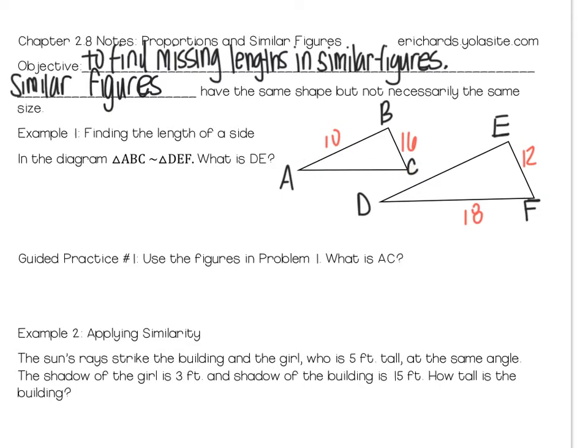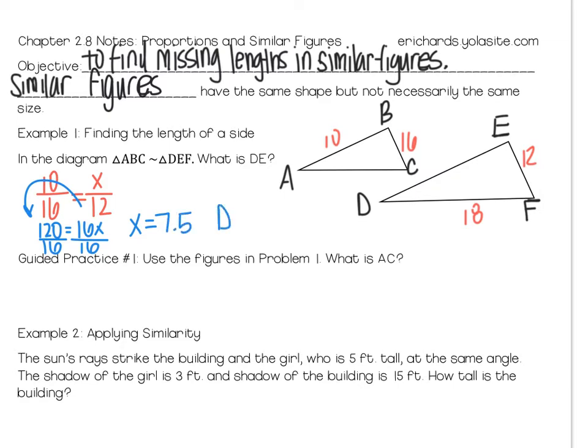It's like you're matching up the corresponding sides. So 10 over 16, this side matches this one, so I'm going to do this side over 12. So my proportion is 10 over 16 equals x over 12. Then you'll just do cross products, so you get 120 equals 16x. Divide both sides by 16, so x is exactly 7.5. So DE is 7.5.